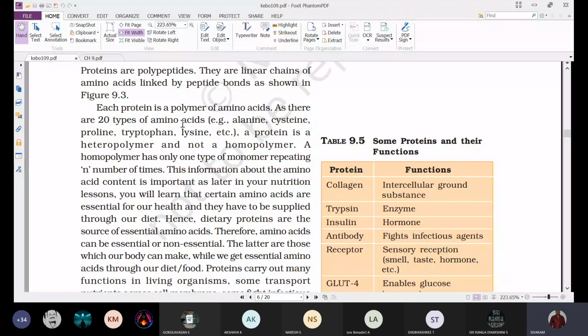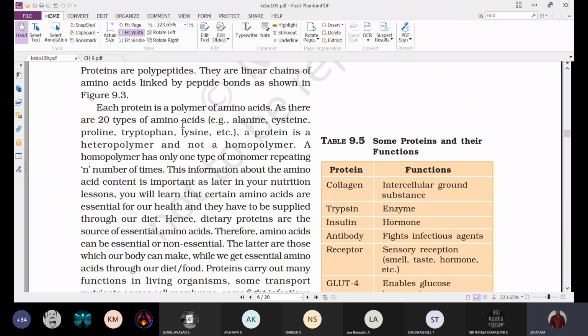Okay, and next, a protein is a heteropolymer and not a homopolymer. What does polymer mean? A polymer is a molecule which is made up of a large number of smaller units joined together to form a long chain called a polymer. So when you observe here, the molecule consists of two or more different types of amino acids.